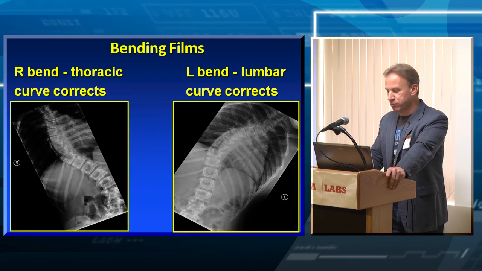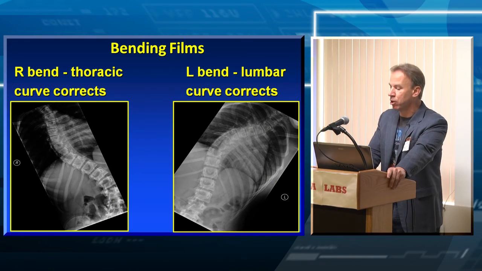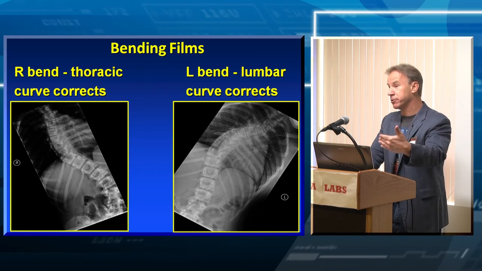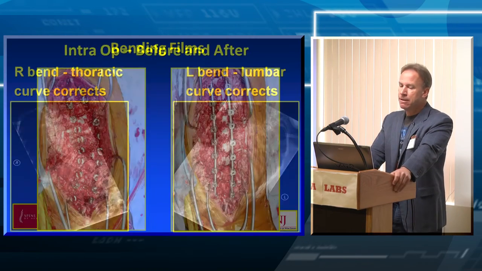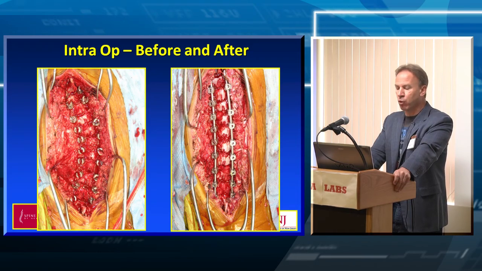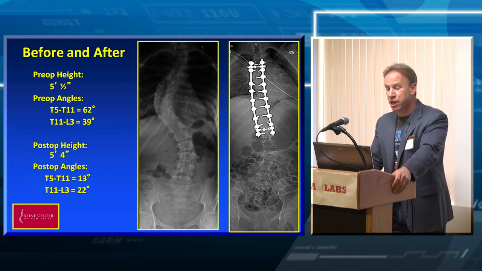We do bending films, and her right bend shows that her thoracic curve corrects, and her left bend shows that her lumbar curve corrects. This is important to demonstrate the flexibility so you know what you're going to get into when you're doing the surgery. This is intraoperative before and after we put the rods in. And this shows what she went from preoperatively to postoperatively.